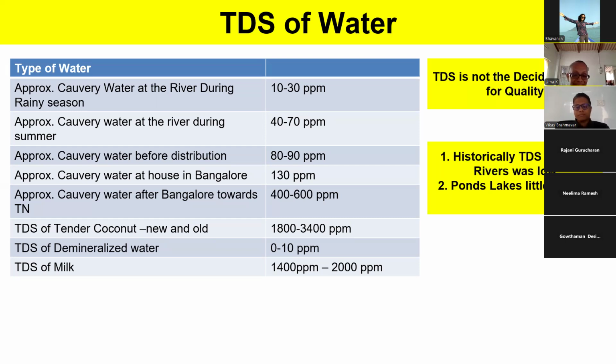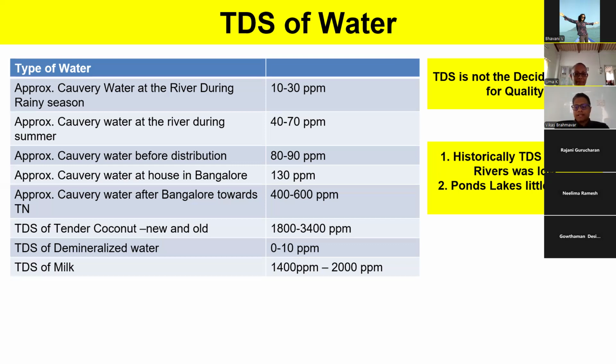So we'll go from the bottom. Milk has a TDS of 1400 ppm to 2000 ppm. So is it not pure? We should question ourselves. TDS is not a measurement to say the purity of water. TDS of demineralized water is 0 to 10 ppm. If you buy a fresh tender coconut for drinking water, it will be around 1600 to 1800 ppm. But if you take a household coconut which you use for grating, which is old, it will have 3400 ppm TDS.